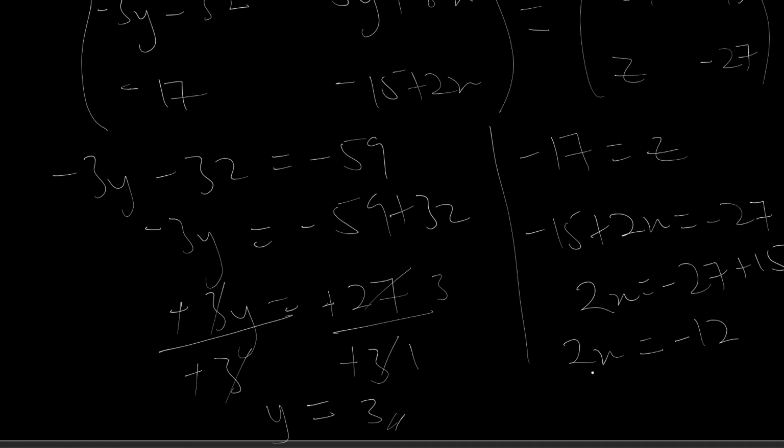So to get x, we divide both sides by the coefficient of x, which is 2. So 2 cancels 2, we have 1, and 2 into 12, we have 6. So then our x is equal to negative 6. So therefore, our z is equal to negative 17, our x is equal to negative 6, and our y is equal to 9.